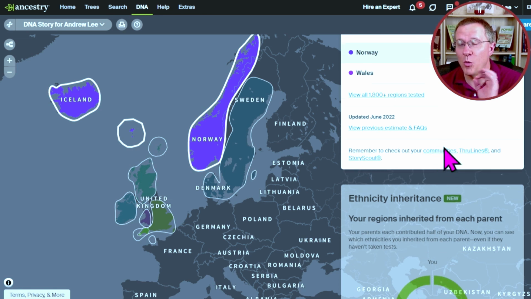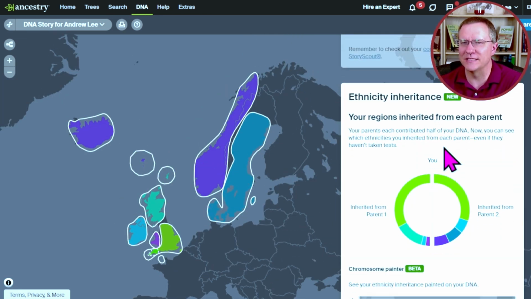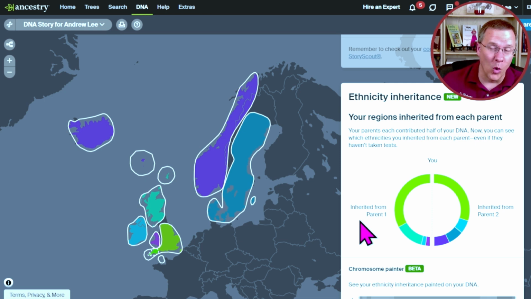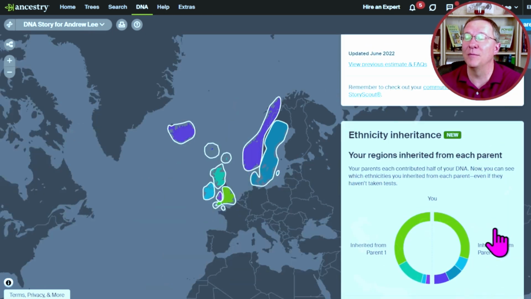You also are able to take a look at previous estimates if you want to. But what we're talking about today, if we scroll down just a little bit more, is this ethnicity inheritance. These are your regions inherited from each parent. In other words, what part of this breakdown do you get from each parent? Now, it's divided in half. As you can see, you have inherited from parent 1 and inherited from parent number 2.